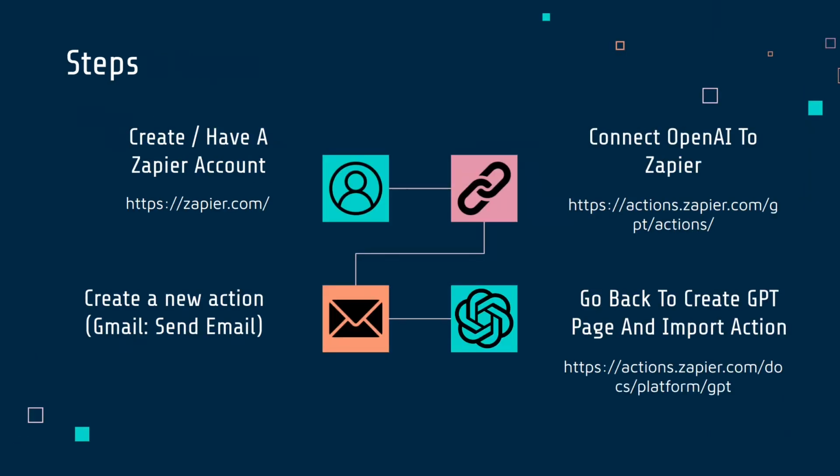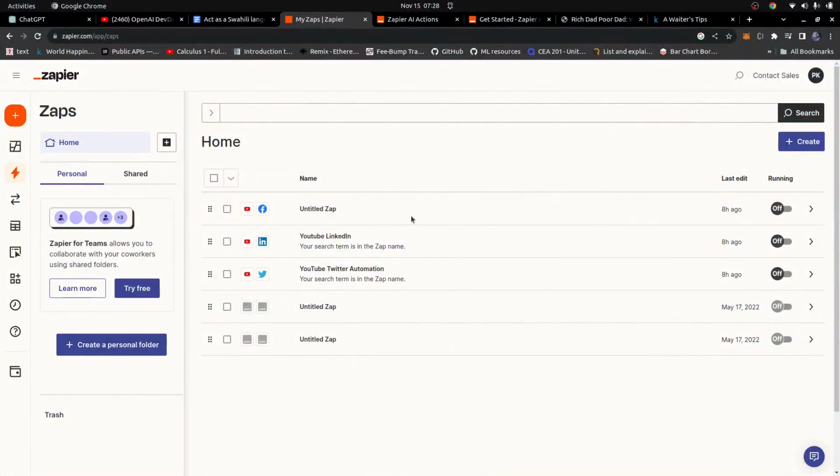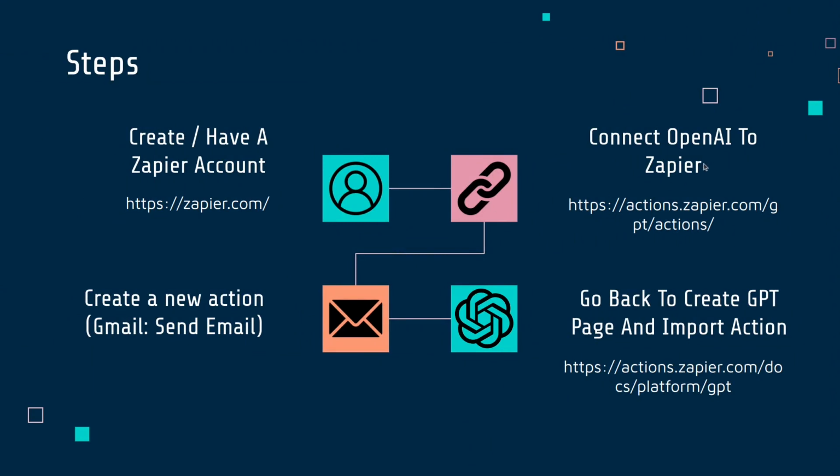So what are the steps that we need to do? First of all, you need to have a Zapier account. So just go ahead and create a Zapier account. Like I do, I already have a Zapier account. After creating a Zapier account, we need to connect OpenAI to Zapier. So how do we do that?